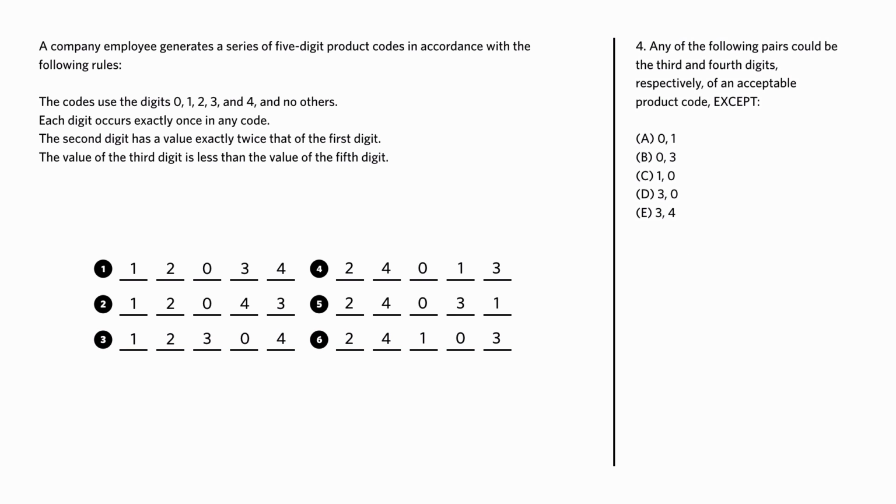Here's question 4. We are looking for a pairing that isn't possible. We can look down our list of frames and assess the third and the fourth positions. Answer choice A is possible in frame 4, B is possible in frames 1 and 5, C is possible in frame 6, D is possible in frame 3. But E is not possible in any of the frames, and so therefore E is the correct answer.